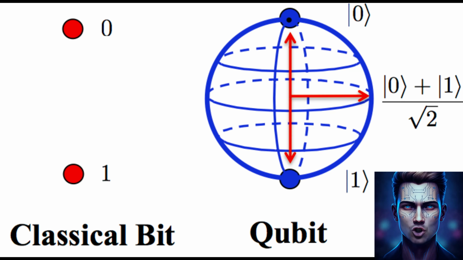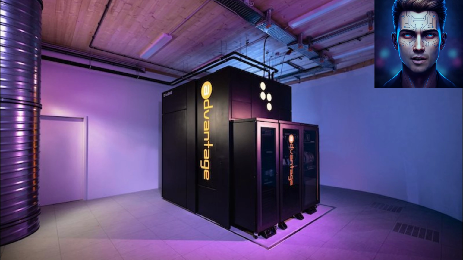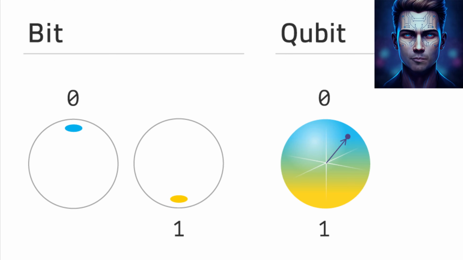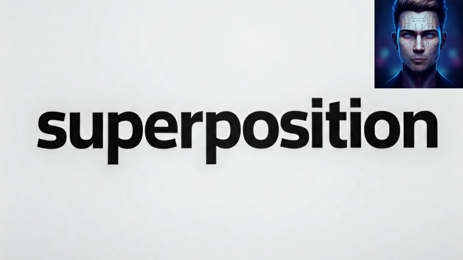This brings us to the star of our show, the qubit. Qubit is short for quantum bit. It's the basic unit of information in a quantum computer, just like a bit is for a classical computer. But here's the twist. Unlike a bit, which can only be 0 or 1, a qubit can be 0, 1, or both at the same time. I know, it sounds crazy, but that's the magic of quantum mechanics. This both at the same time concept is called superposition.